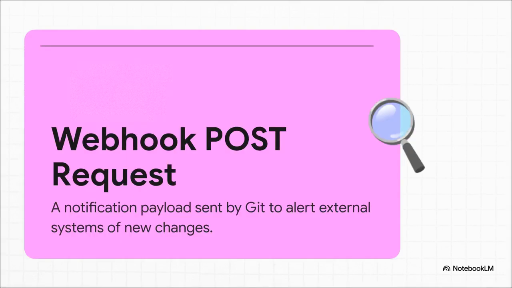Just to quickly clarify that middle step, a webhook post request is basically just a secure automated notification payload sent by CATIA. It tells external systems like Jenkins that a new change was just made. It's a secure trigger, so Jenkins knows exactly when to pull the repo using those stored SSH credentials.